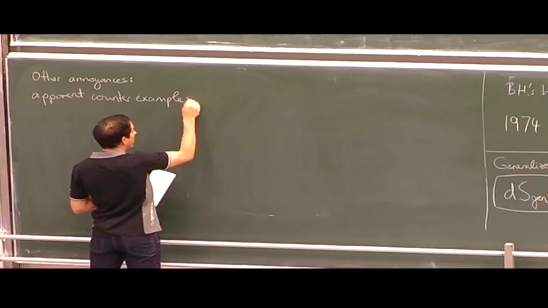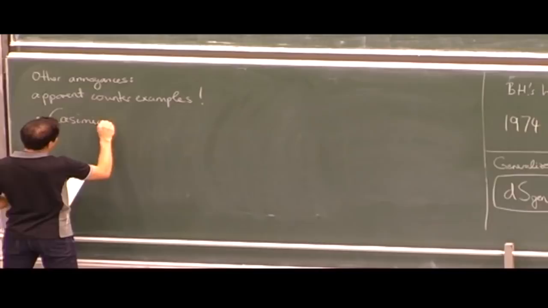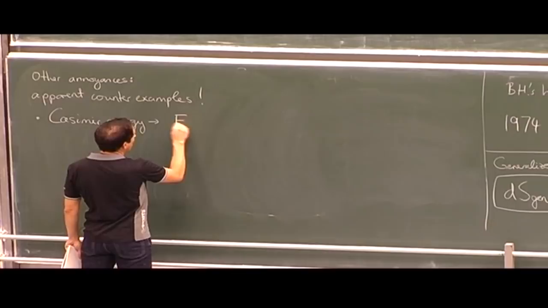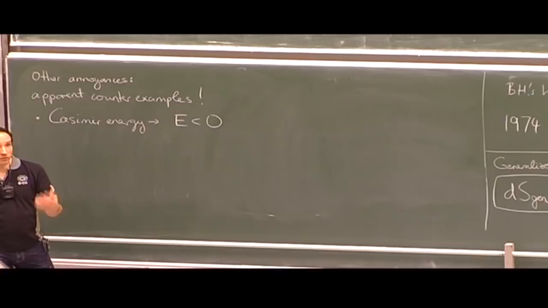Okay, here's an example, Casimir energy. Casimir energy can be negative. The energy density of a quantum field can be negative in finite regions of space, which means that if I put a box around that region, I can have energy less than zero in that region.